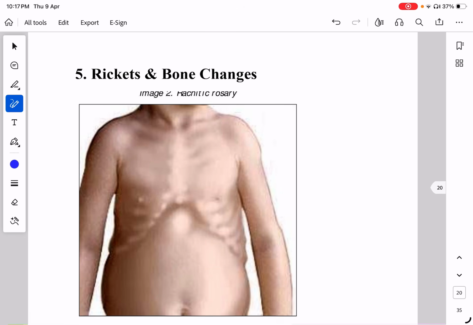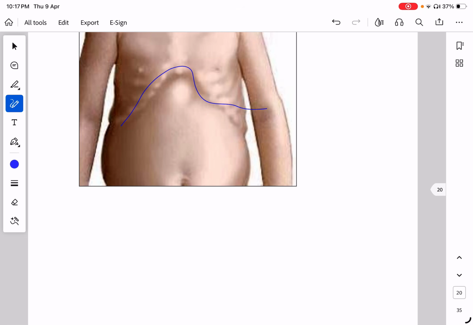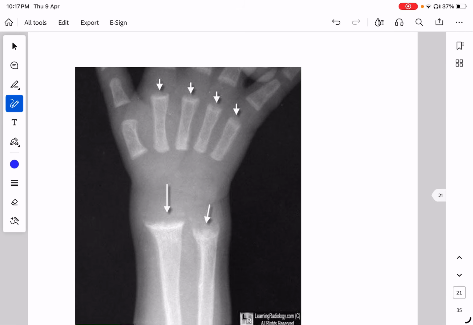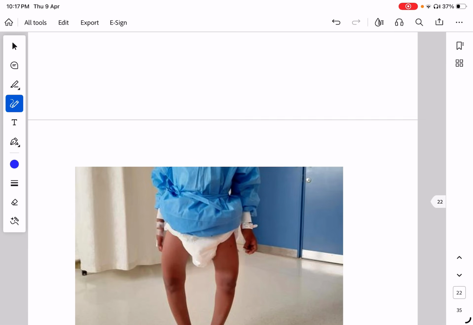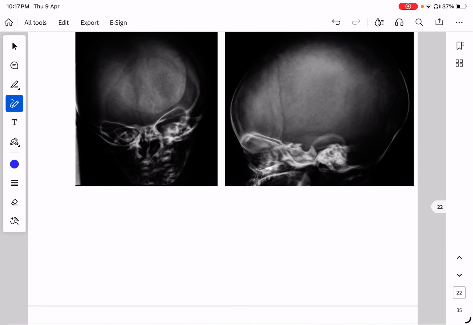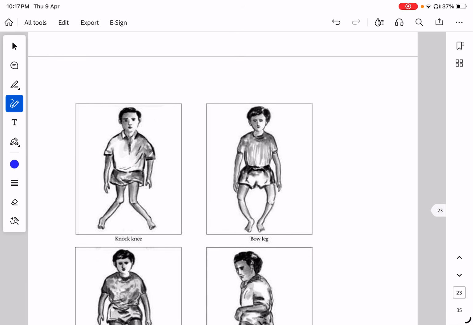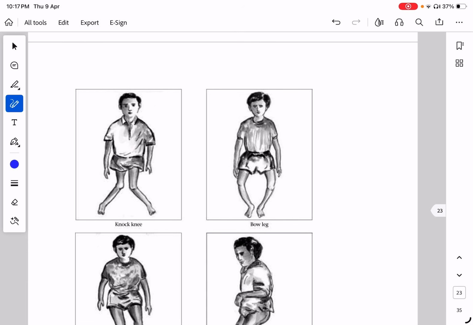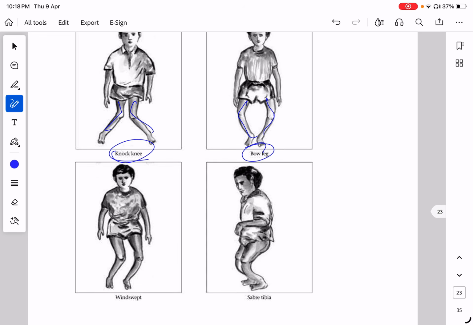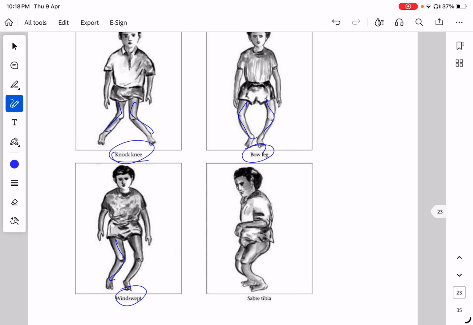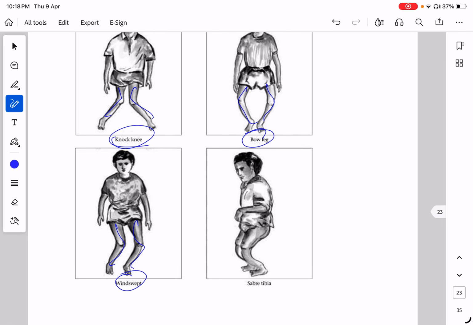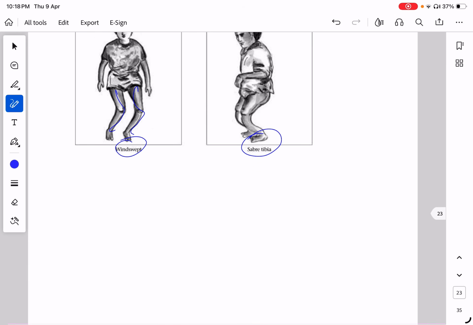Rickets and bone changes. This is rachitic rosary, and widened epiphysis. These are the features of rickets. This is knock knee. This is bow leg. This is windswept deformity, like the windswept of any vehicle. And this is saber tibia.